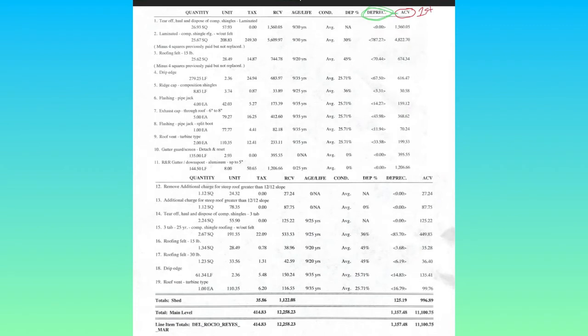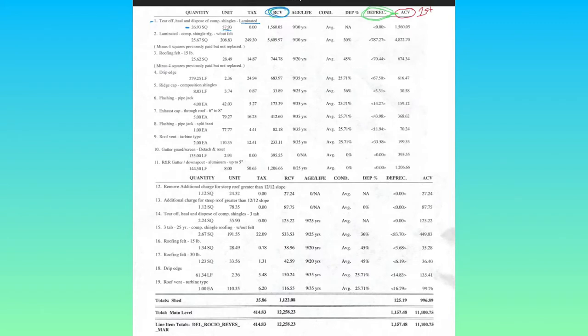So these two combined, after you invoice them and get the second check, make up the real cost value. That's the real cost value of the total job. So if we go on line number one, we have tear off, haul, and dispose of composition shingles, and it says laminated shingles. So that means it's architectural shingles, the thicker style shingles. They used to call it 30-year, now it's a limited lifetime warranty. They've just been better shingles. They're allowing for 26.93 squares, which is almost 27 squares. It's basically 27 squares.